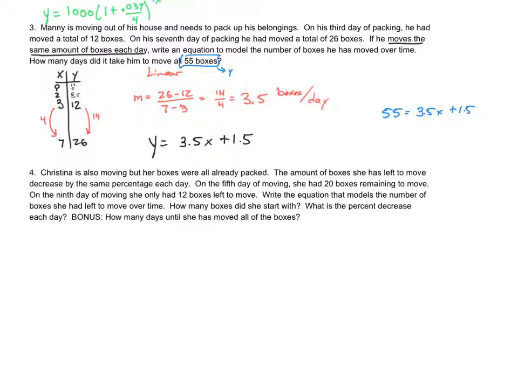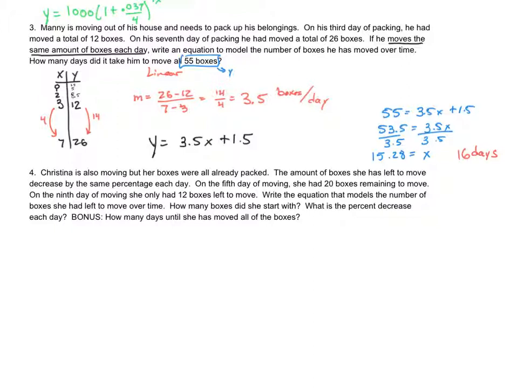Now we're going to subtract 1.5 from both sides to get 53.5 equals 3.5x. You divide by 3.5 on both sides. So that tells us that x is going to equal 15.28 days. And so we have to actually round that up in order to get a total number of boxes moved. And so really, what you're going to have is a total of 16 days in order to move those boxes. So that's how long it takes Manny.